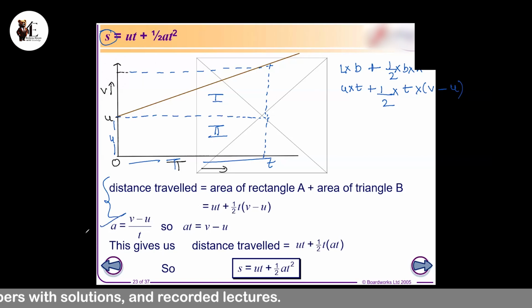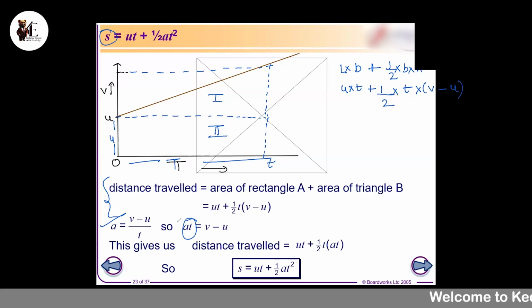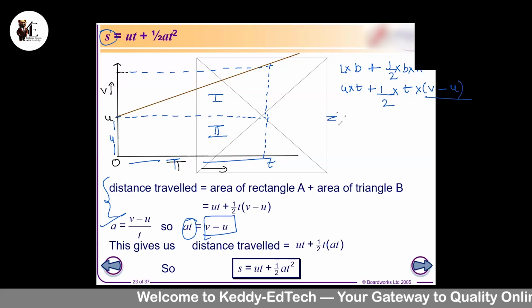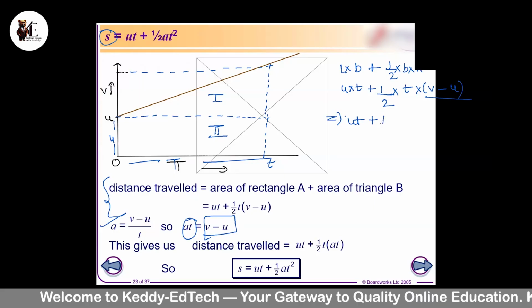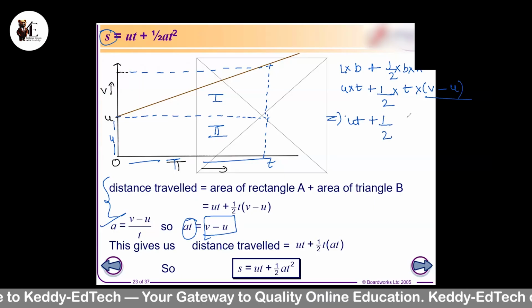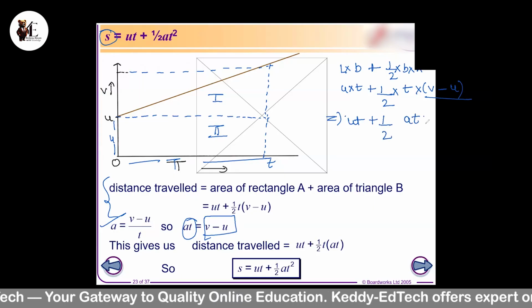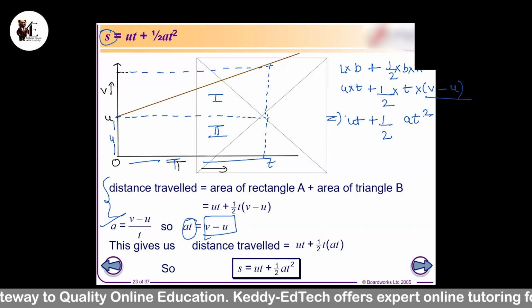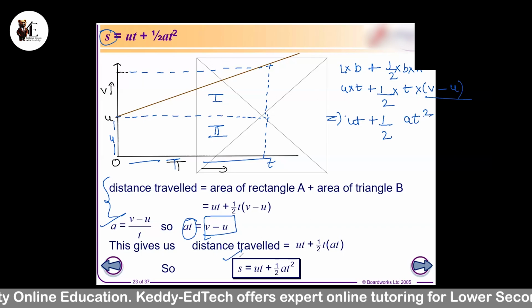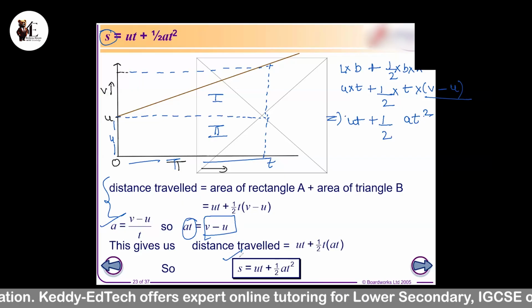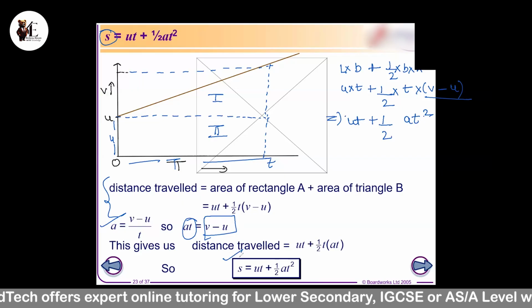What step do we follow after that? We are going to use the acceleration. We know that acceleration is v minus u over t. So from here you can find the value of at. Now in place of v minus u, you can write at. So you get the equation as ut plus half, this is your at, multiplied by one more t, which is at square. So finally you get the equation s equals ut plus half at square.